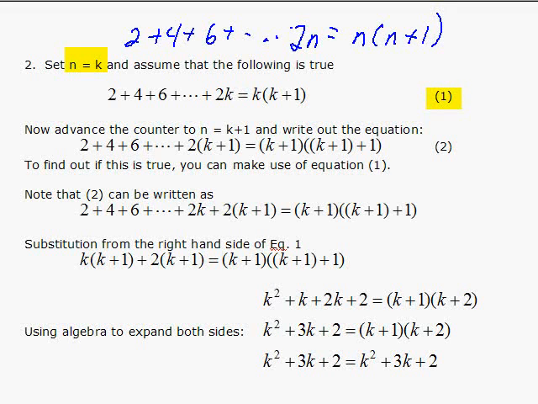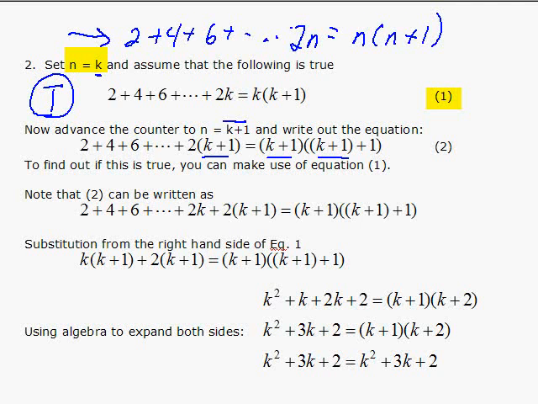I'll put this highlight over here, 1. So I get this, and I assume it is true. So I'm assuming this is true. And I want to show if this will prove the next is true. In other words, I'm trying to show that the dominoes are close enough together. So what I do is I look at the next term. That means I advance the counter from k to k plus 1. So I go back to this original statement, and every place there's an n, I put k plus 1, k plus 1, k plus 1. It takes a lot of parentheses, and you have to be careful.